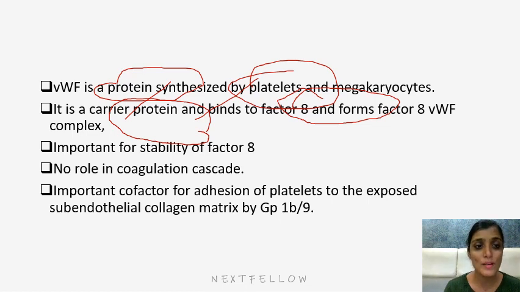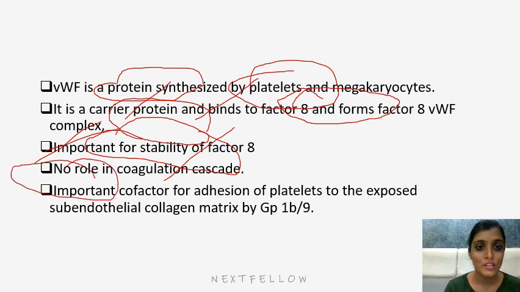It is a very important MCQ that von Willebrand factor does not play any role in the coagulation cascade. It is an important cofactor for adhesion of platelets to the exposed subendothelial collagen matrix by the GP1B receptor on the platelets. So, von Willebrand factor deficiency will also ultimately cause deficiency of factor VIII and will add to the bleeding manifestations.